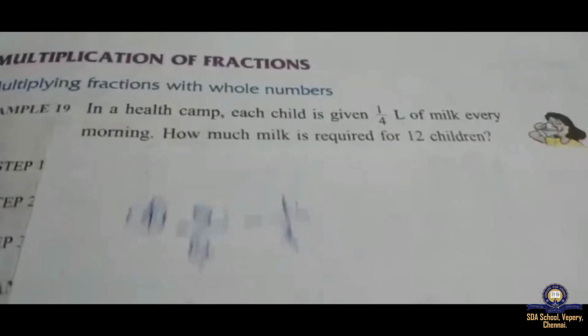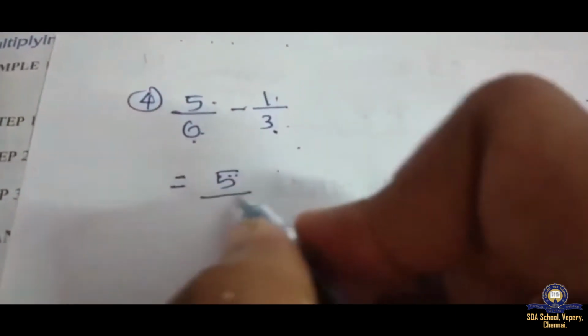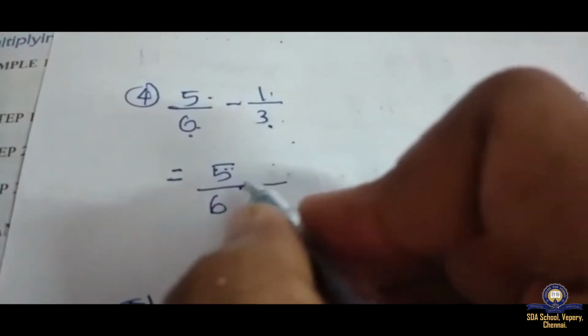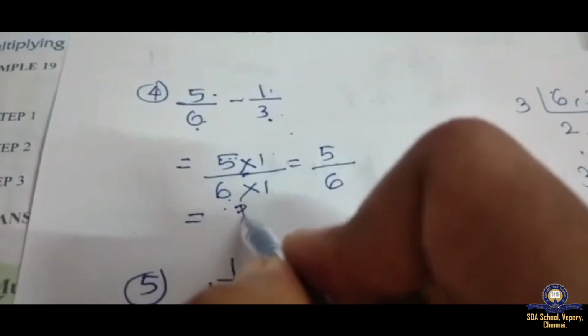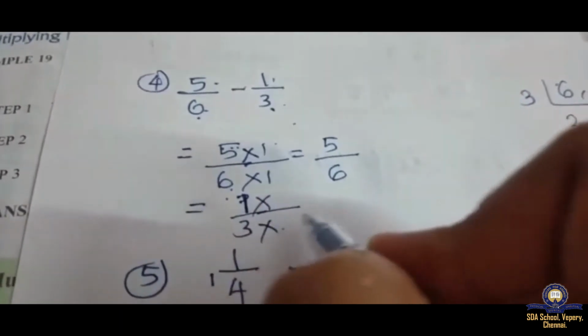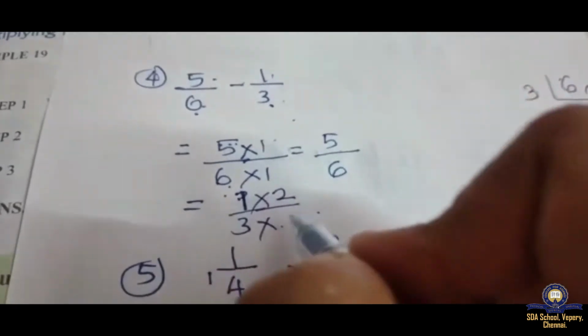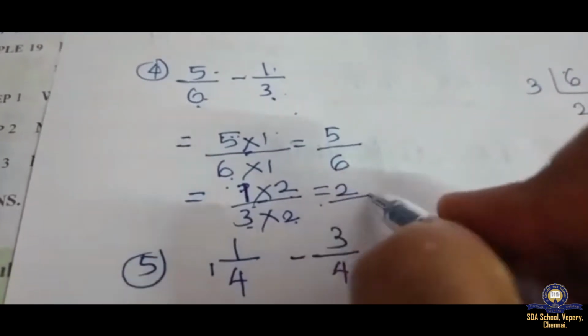Write it here: 5/6. The denominator here is already 6, so multiply only with 1. One 5 is 5, one 6 is 6. Now take the next number, 1/3. Multiply with which number to get the denominator 6? We'll take the second table. Two 1s are 2, two 3s are 6.